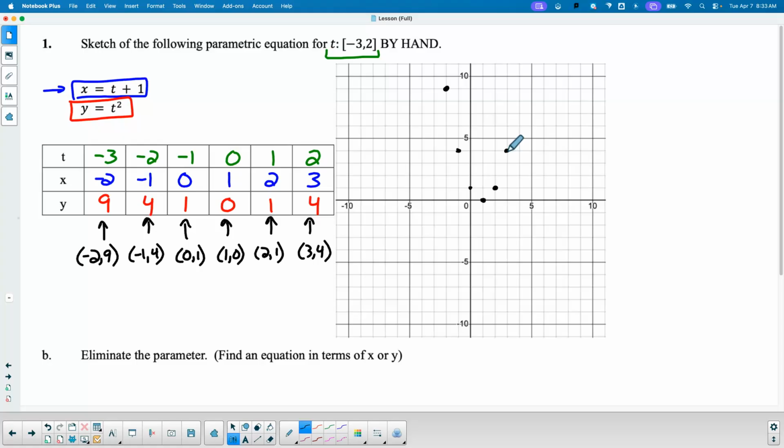Now, when I go to connect those, you're going to want to continue that parabola on, but that parabola stops at those points. You don't go any further than that. You don't put arrowheads on it. It starts at t equals -3, which would be the point -2, 9, and it ends at t equals 2, which is the point 3, 4.